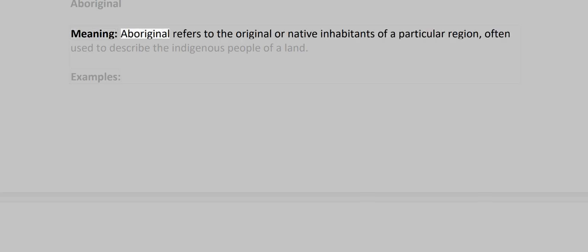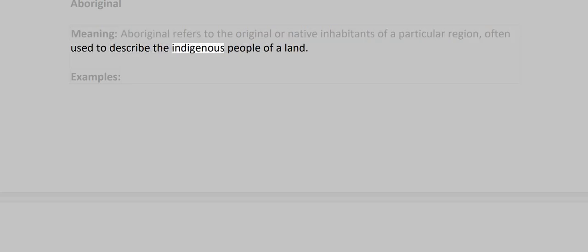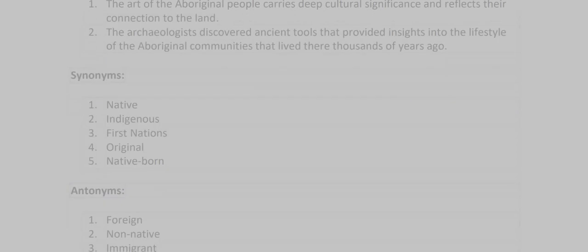Meaning: Aboriginal refers to the original or native inhabitants of a particular region, often used to describe the indigenous people of a land. Examples: 1. The art of the Aboriginal people carries deep cultural significance and reflects their connection to the land. 2. The archaeologists discovered ancient tools that provided insights into the lifestyle of the Aboriginal communities that lived there thousands of years ago.